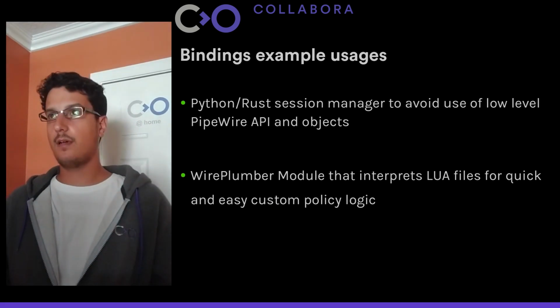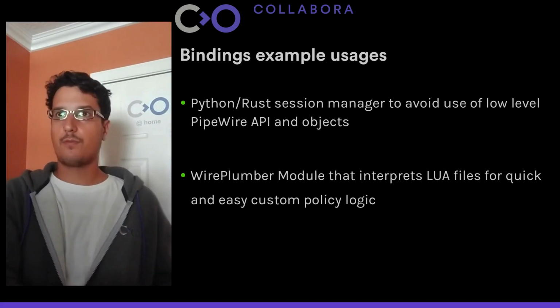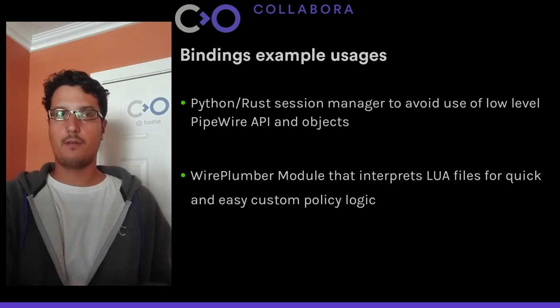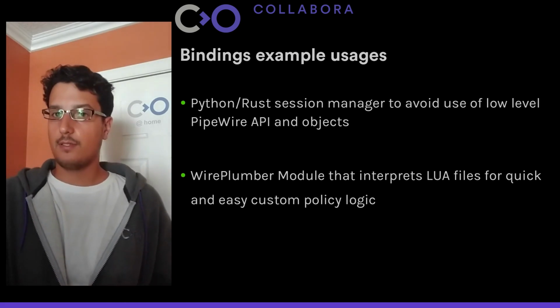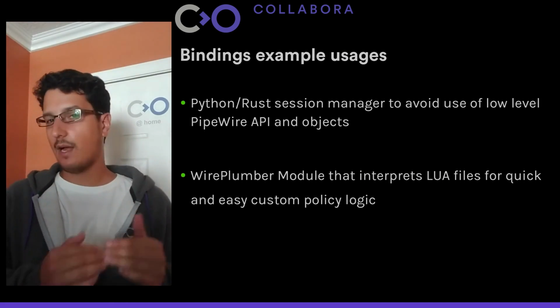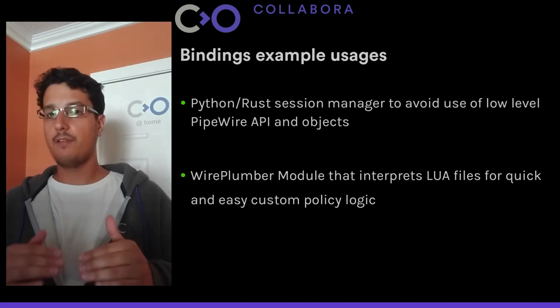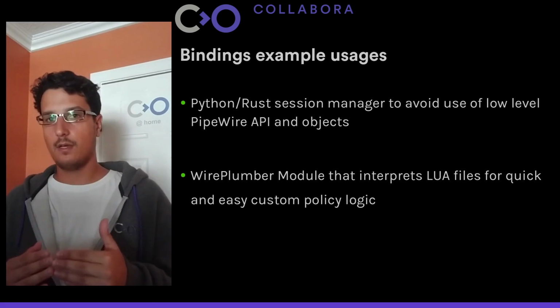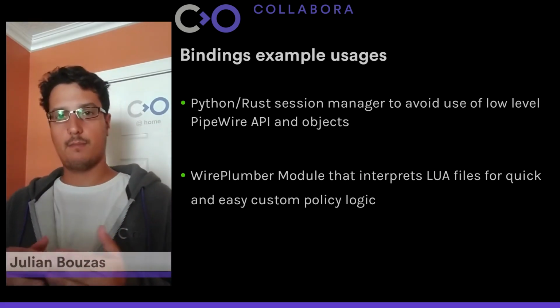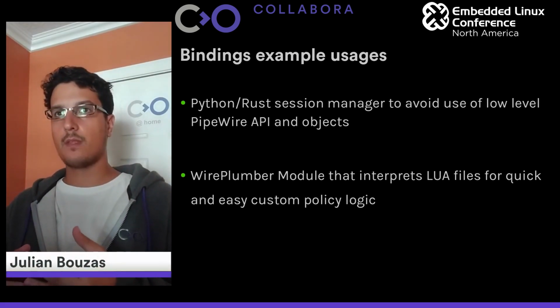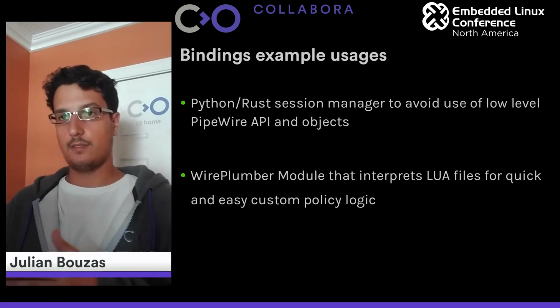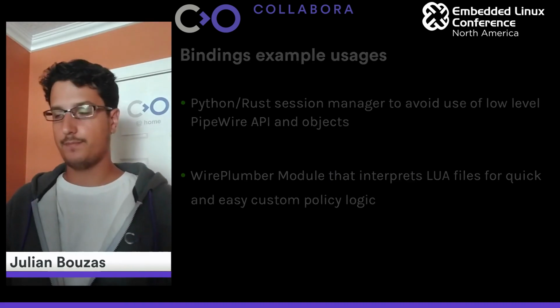So if you don't wanna use WirePlumber, you just use the PipeWire API to do custom policy logic. But if you want something more high level, you can use WirePlumber because it has a GLib integration. And if you want even more high level, you can use the bindings and do PipeWire policy logic using other languages such as Python.